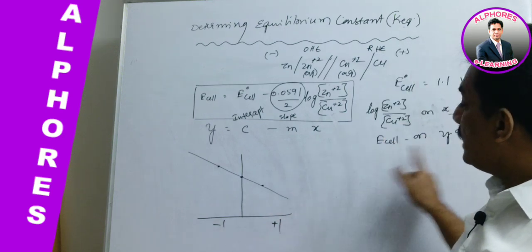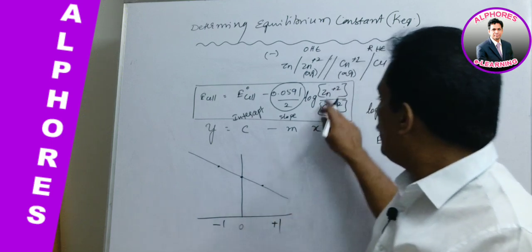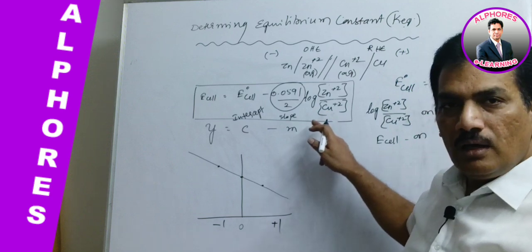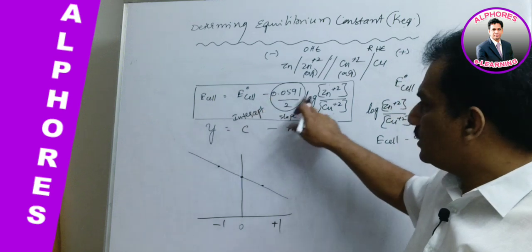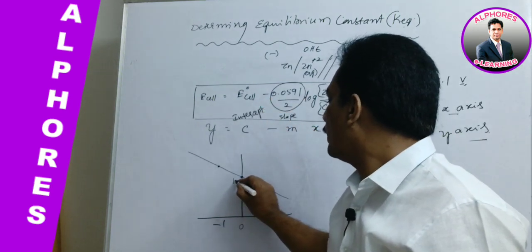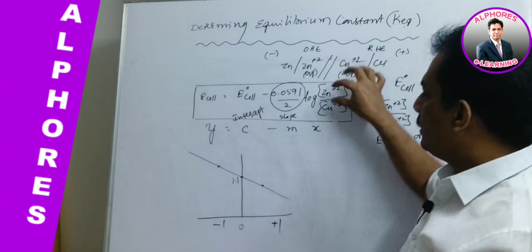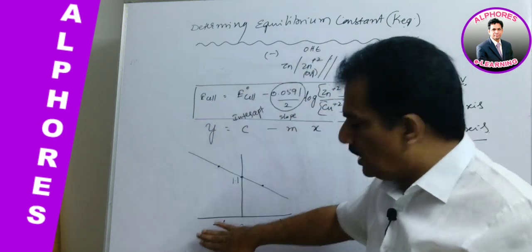And now E cell is taken on the y-axis. E cell at 0 means when these two become equal, log 1 is 0. So when E naught cell minus 0 is E naught cell, that is nothing but 1.1 volts. Now the consideration is when the ratio is more and when the ratio is less.